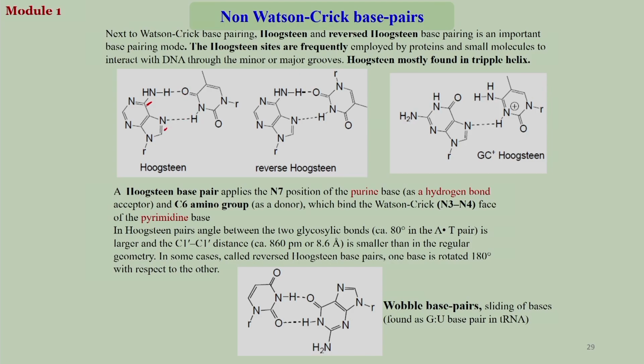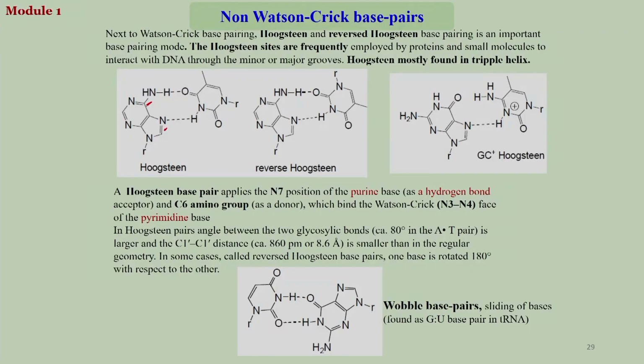Here this will totally change the orientation of the whole DNA, because its major groups, minor groups, everything will be changed. Also the structure of the DNA will be changed. So, this is unnatural, but it is also found sometimes in nature as well. This is one kind of non-Watson-Crick base pair.